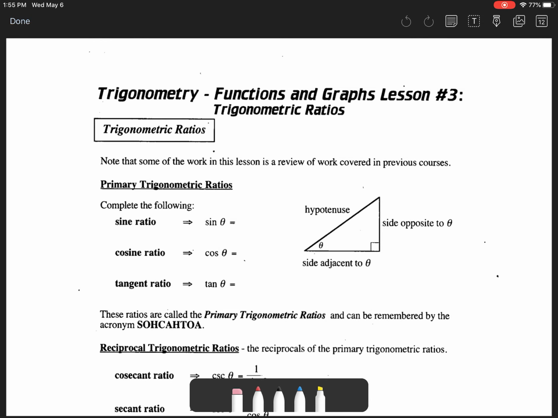Hi, Math 30-1s. Just continuing on today with trigonometry functions and graphs. Today we're going to focus on trig ratios.